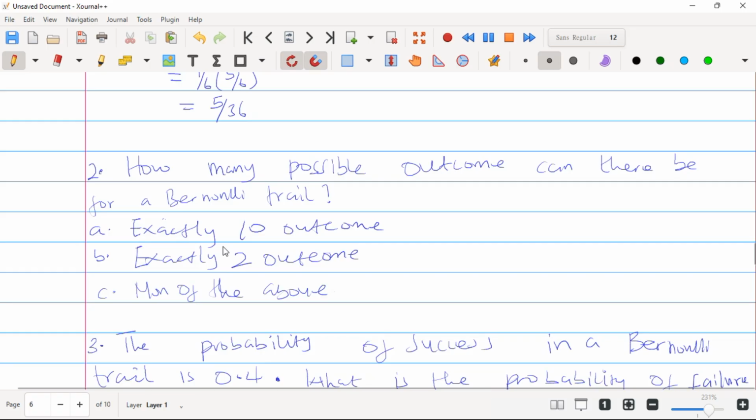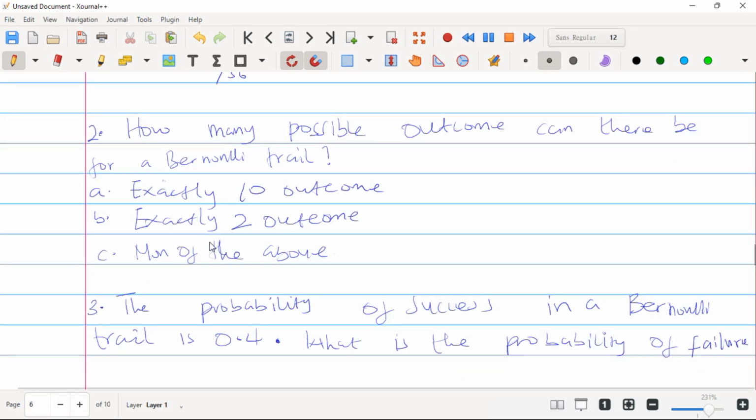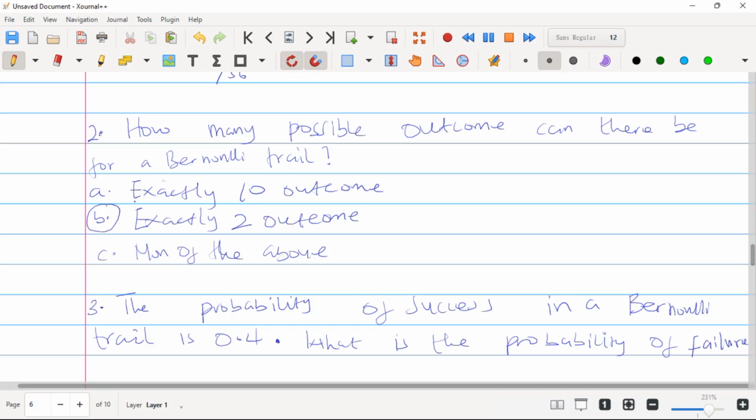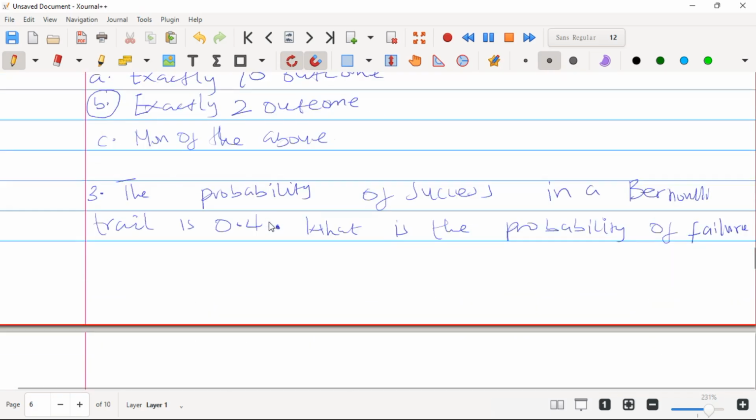Then the second question is telling us how many possible outcomes there can be for a Bernoulli trial. When we were treating the course, I told you guys that Bernoulli has only 2 outcomes. It cannot exceed 2, exactly 2. So the options are A, exactly 10 outcomes, B, exactly 2 outcomes, and C, none of the above. The correct answer will be B, exactly 2 outcomes, either 0 or 1. It can never exceed that.